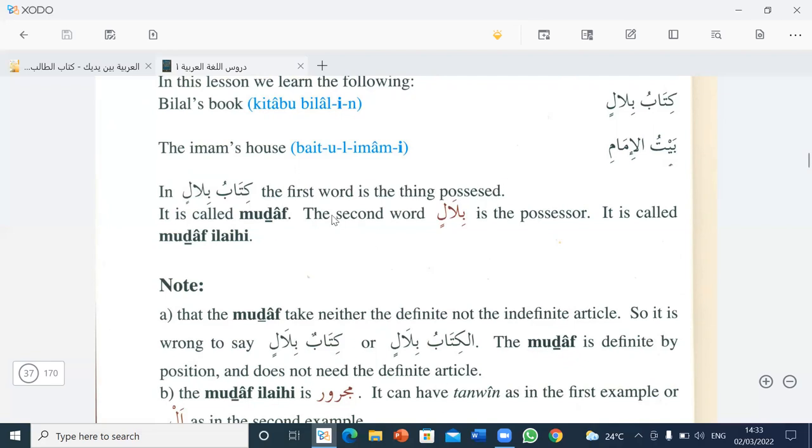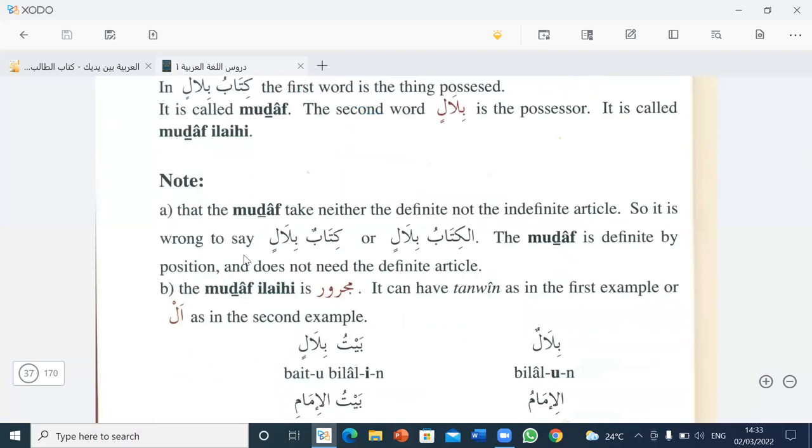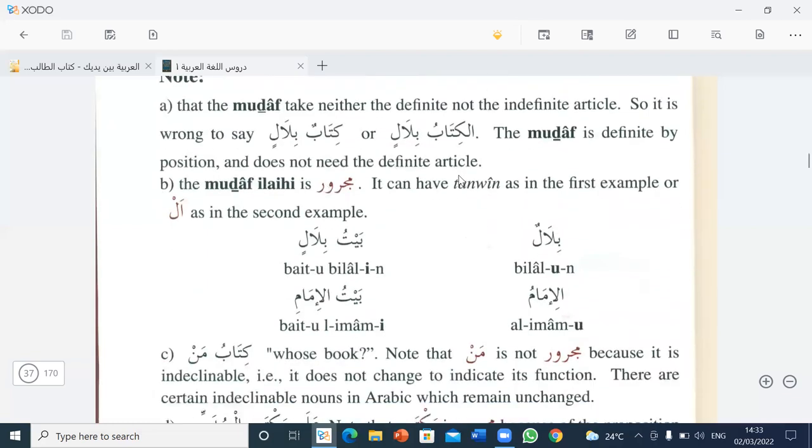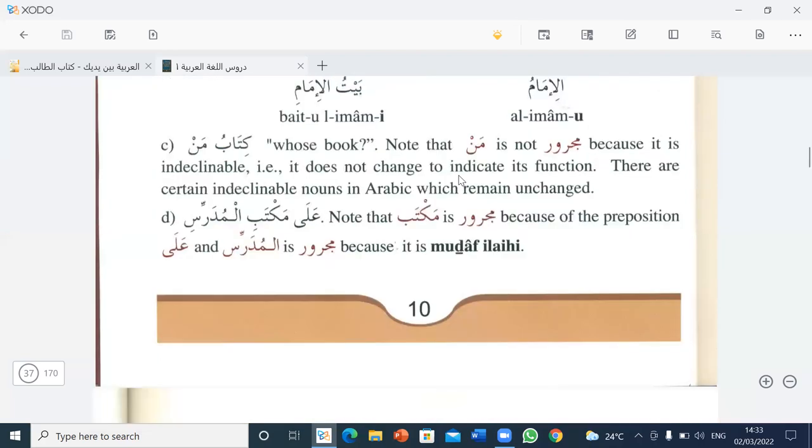Okay, continue, Alvia. So here you have Bilal, and the mudaf ilaihi is the possessor. Possessor, okay. Continue.